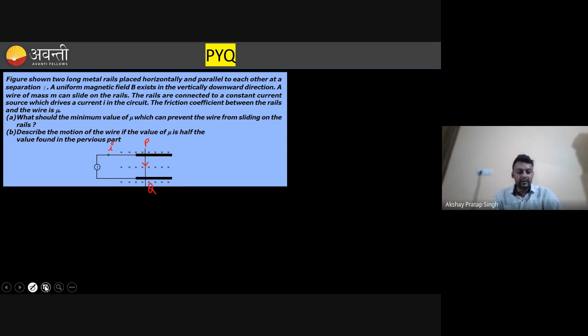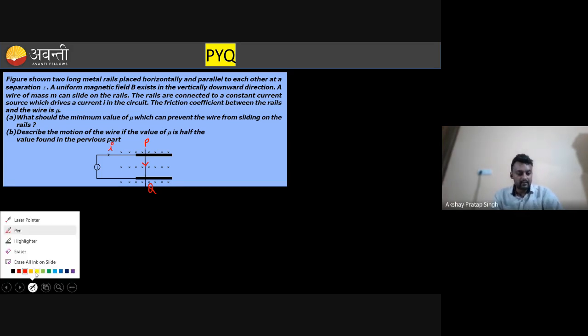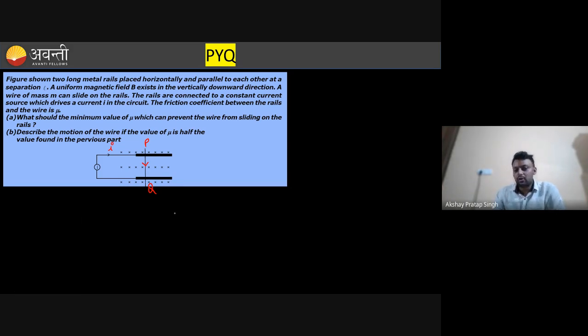Just be quick, very quick. If yes, then in which direction? You can use your right hand thumb rule. Current is going in this direction according to the diagram, put your fingers. Magnetic field is inward. So, very good, Kuku. Magnetic force will act, and the direction of magnetic force will be something like that. This is the direction of magnetic force, capital F, I have denoted it. Now, the wire will have a tendency to move in this direction.